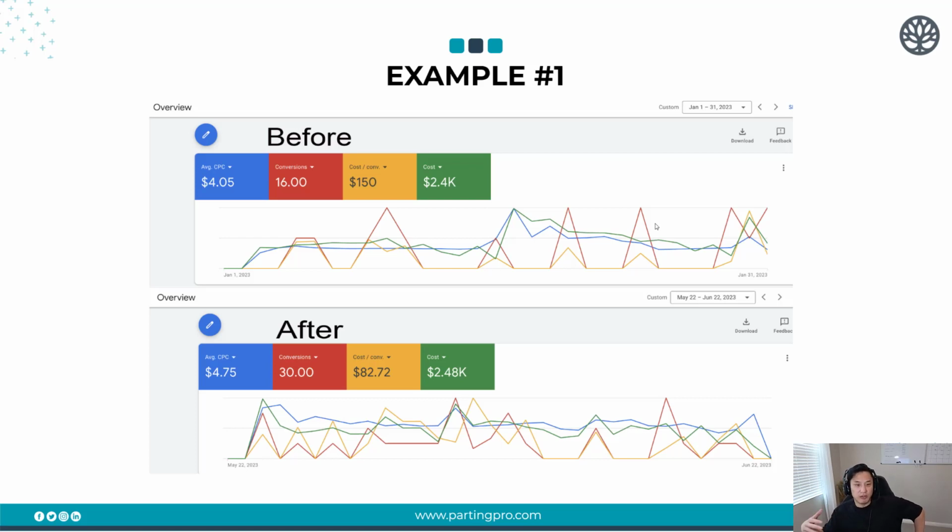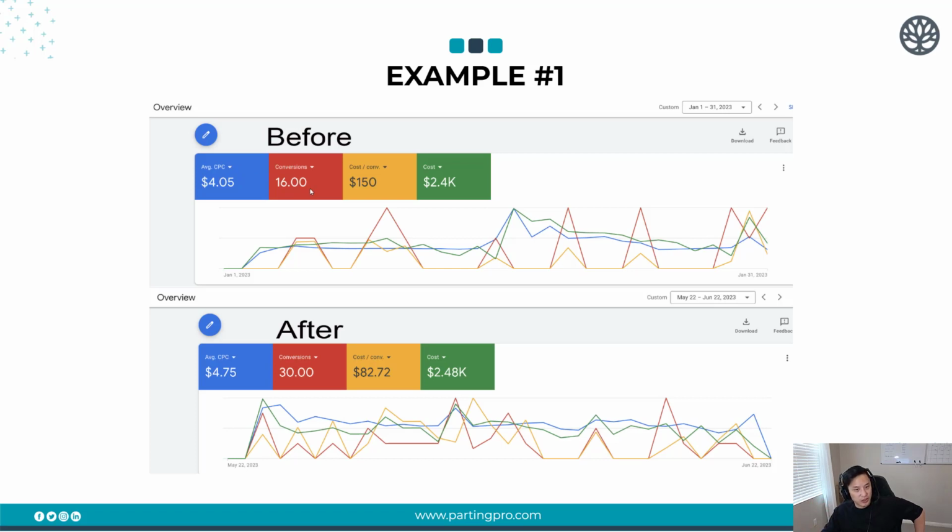So here are some examples of funeral homes. Here are some of the examples of the campaigns that some funeral homes we worked with were running before Parking Pro. You can see how optimizing over a short period of time, we're really able to improve their metrics. If you remember what we talked about earlier, CPC stands for cost per click. So they're paying $4 every time someone clicks on their ad.